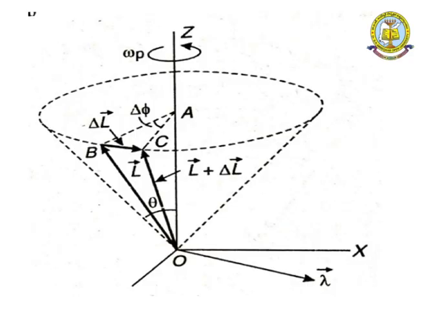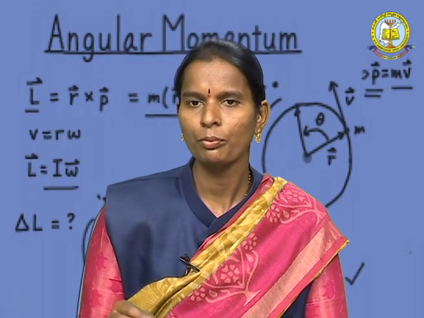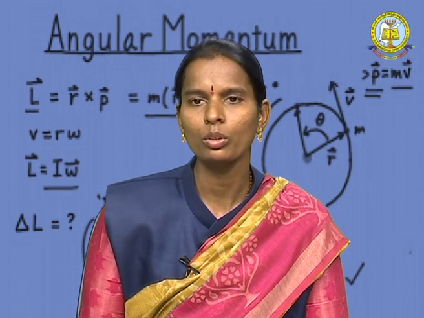Then angular velocity is omega and L is the angular momentum. The center of mass is C, and the origin is O, so OC is equal to r bar, the position vector. C is the center of mass, and some force is applied, that is F is equal to mg.